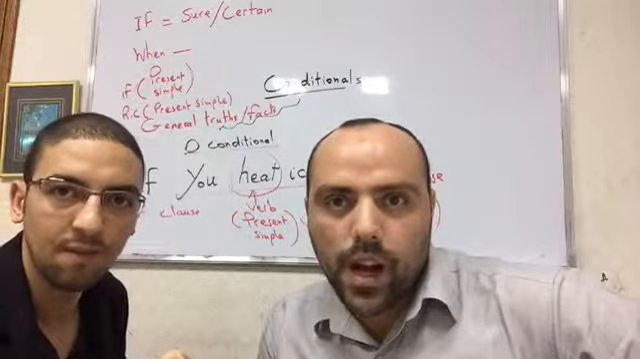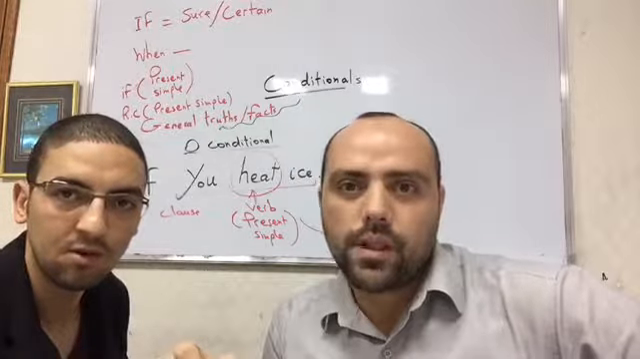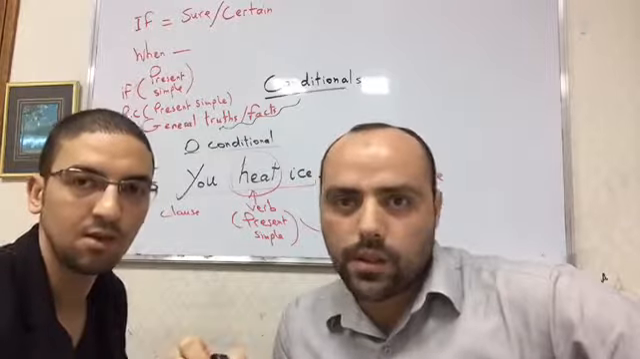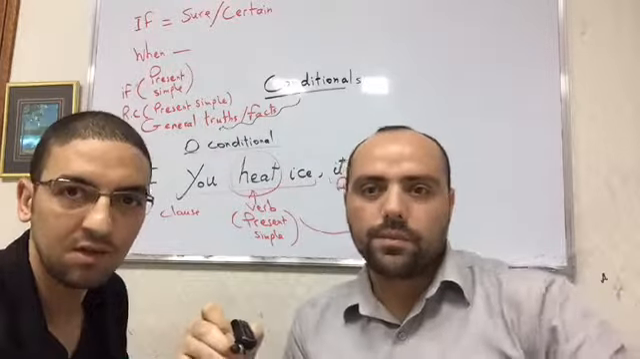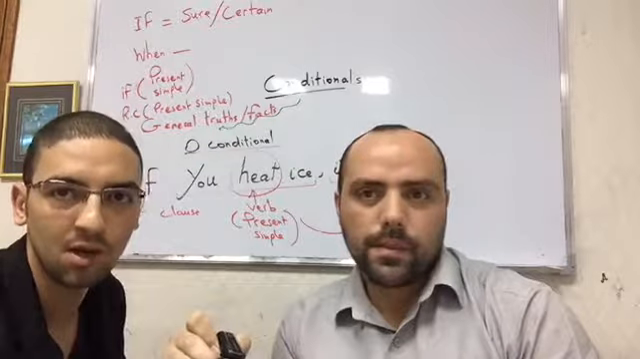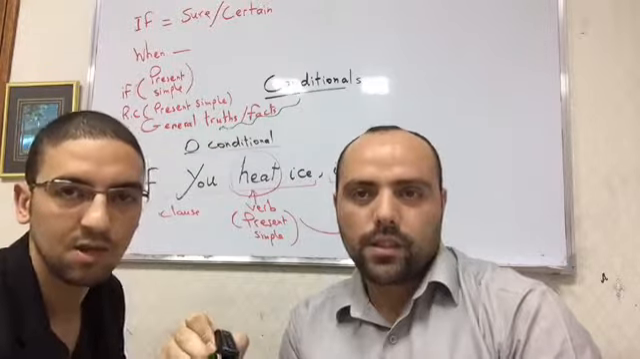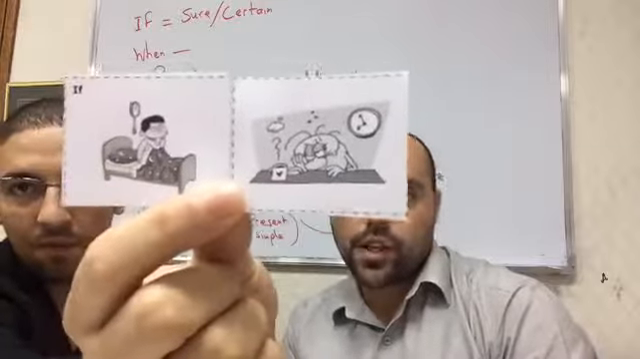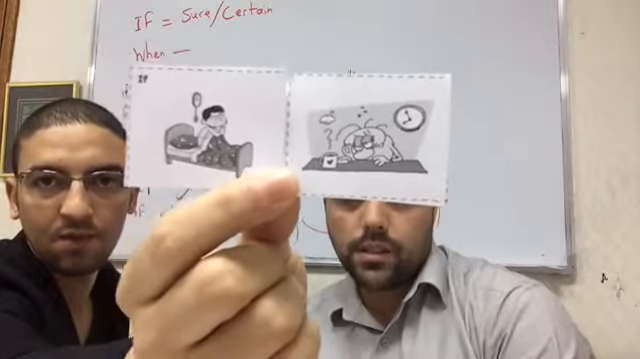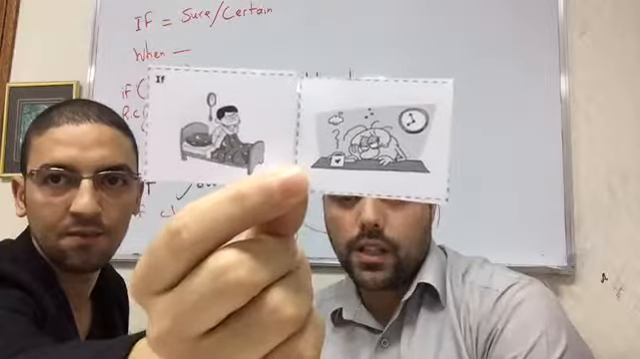If I'm hungry, I eat. You can say that. Or if I'm hungry, I will eat. Both of them, right? The difference is that this is a possibility: if I'm hungry, it is possible that I will eat. Now look at these two. Here we have two different pictures. Kindly give us a sentence using the conditional.